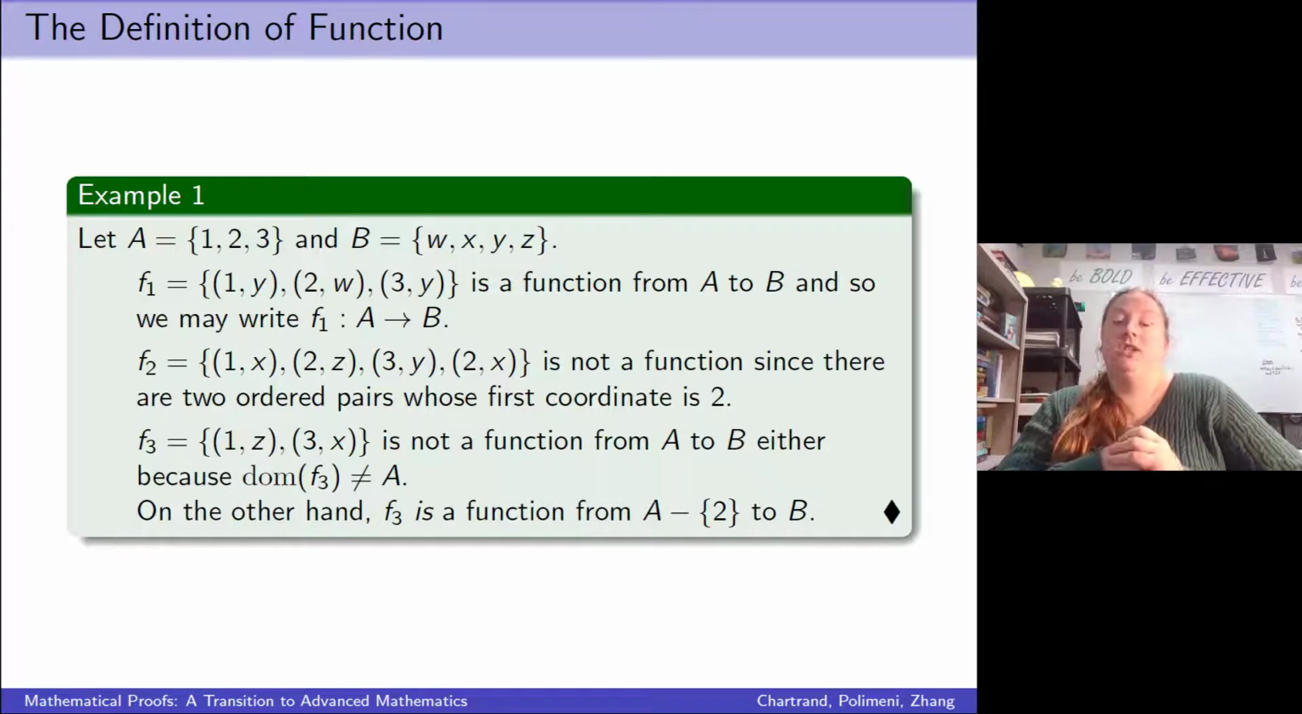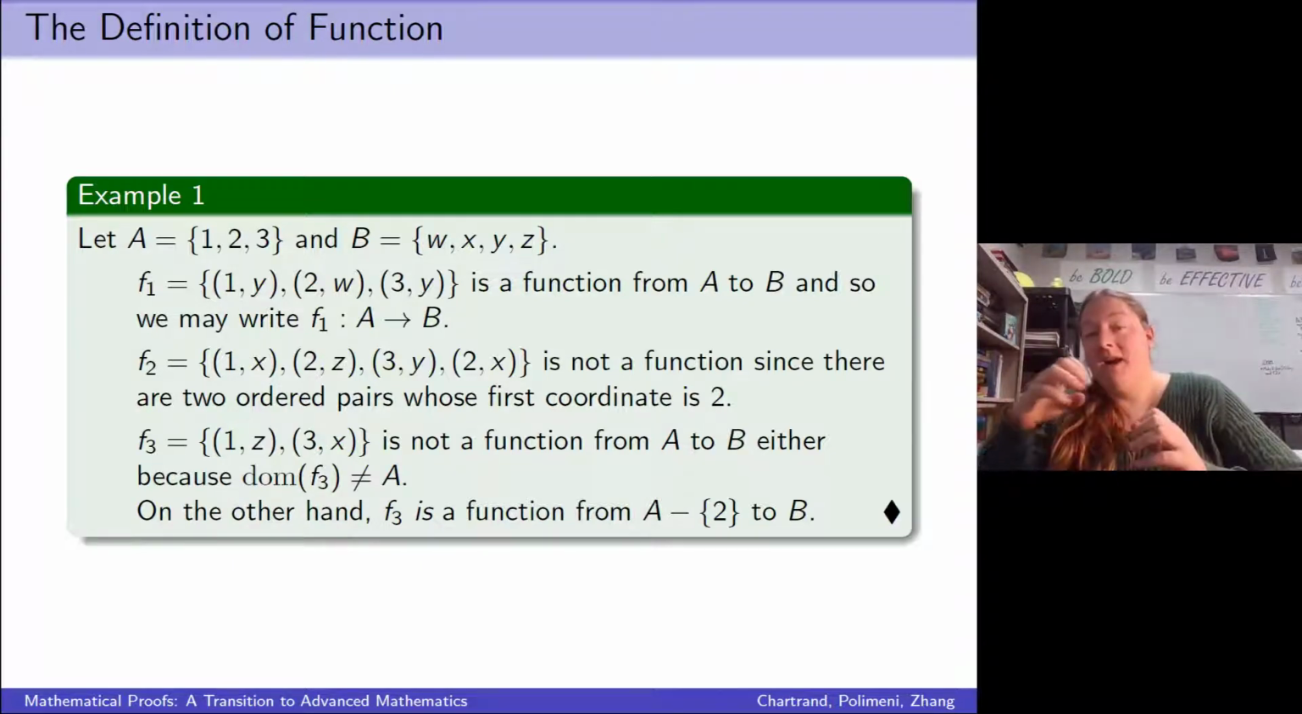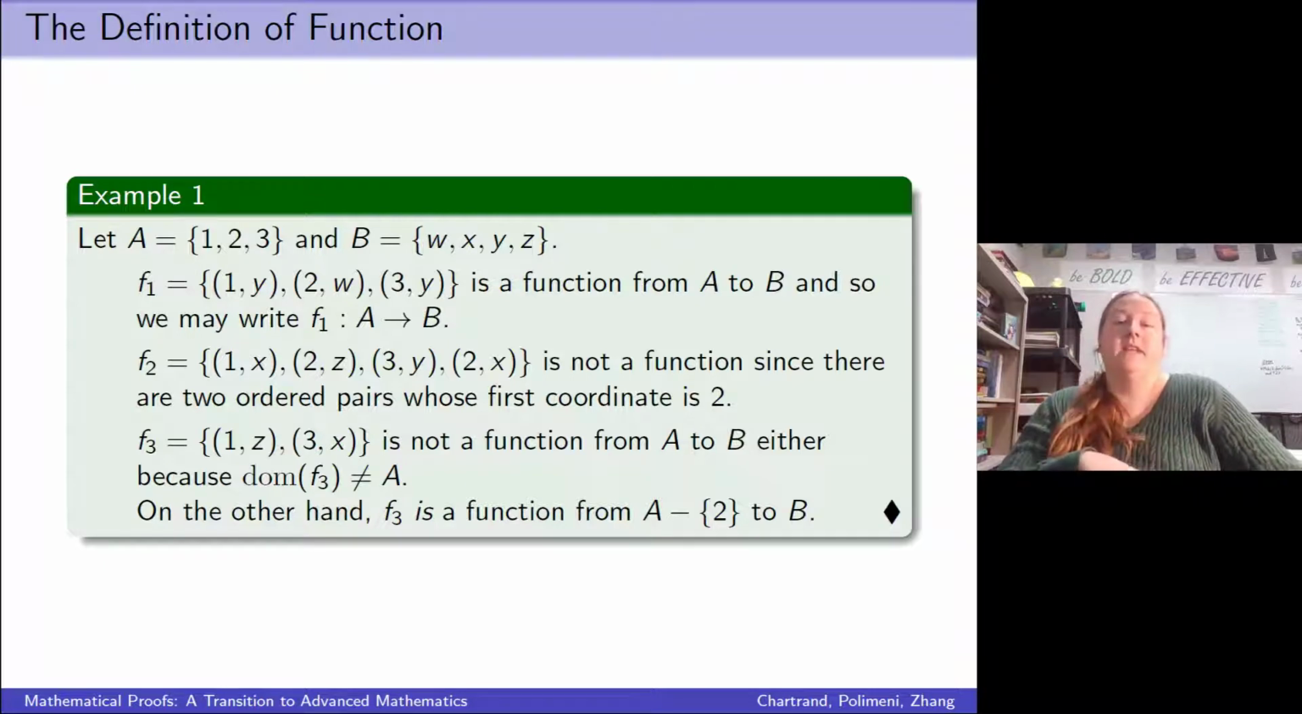Now let's take a look at relation f3. It consists of the ordered pairs (1,z) and (3,x). Now notice that the element 2, which is an element in A, is not the first element in any of the ordered pairs in the relation f3. That means that f3 is not a function from A to B because the domain of this relation does not equal the set A. On the other hand, if I say that I'm looking at the set A minus the element 2, f3 is a function from that set, A minus the element 2, to the set B.